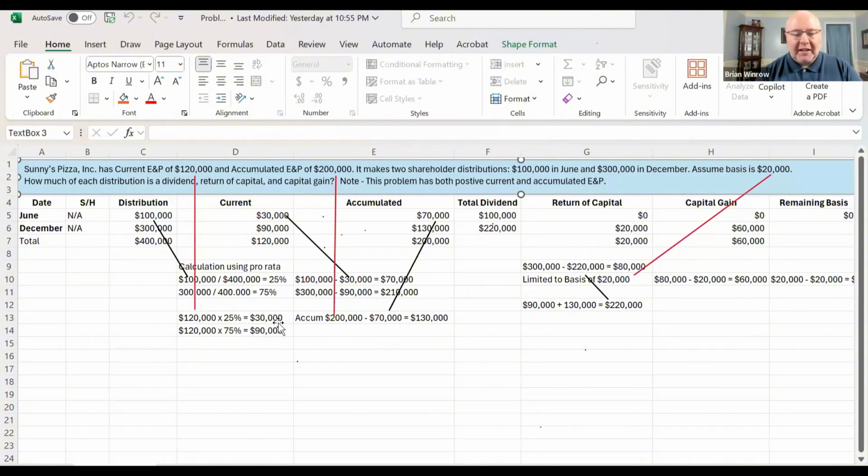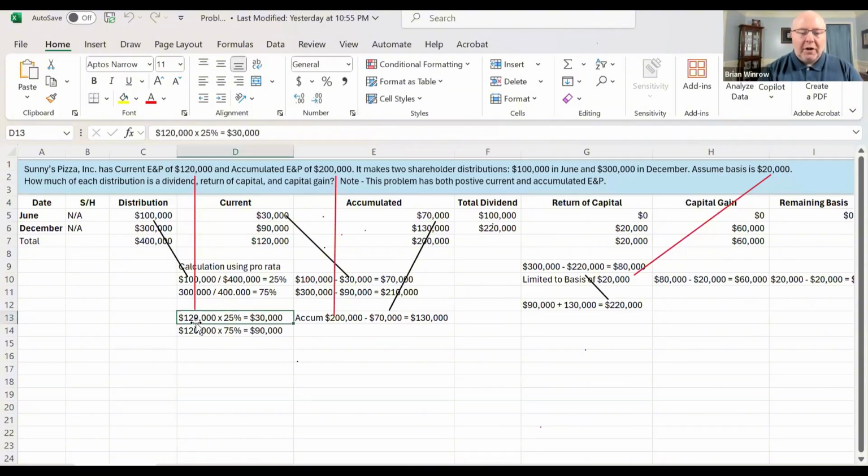And you can see the math that I did right down here. So $120,000 of our current E&P, and if you follow that red line, you'll see where I got it from. And then the 120,000 times 75%. And again, there's our 25% and our 75%. All we're doing is taking a distribution divided by the total distributions to figure out that percentage.